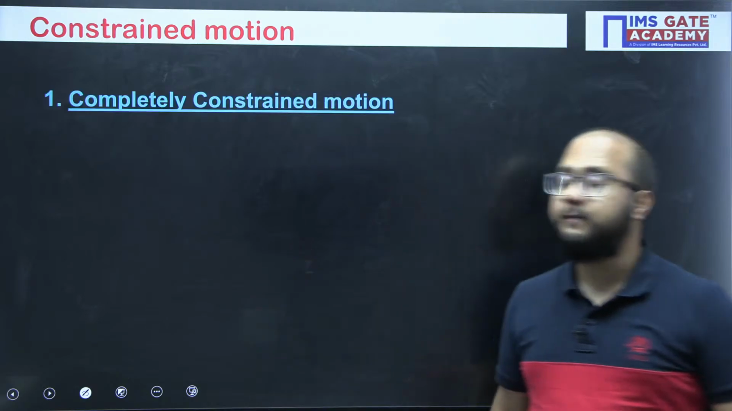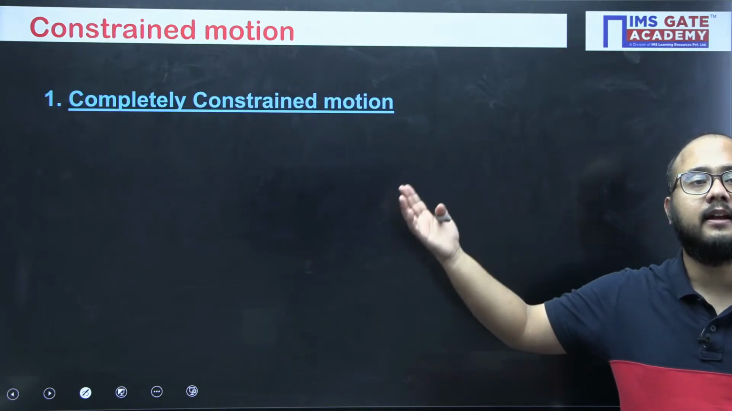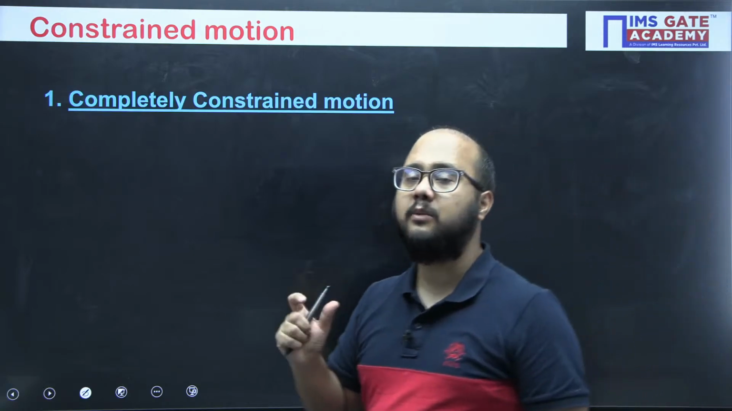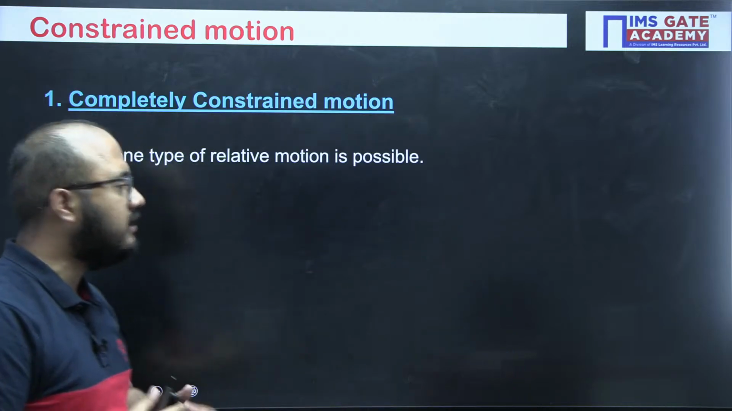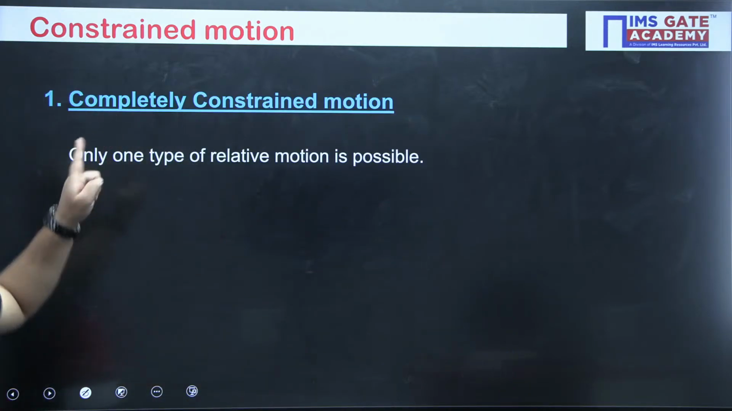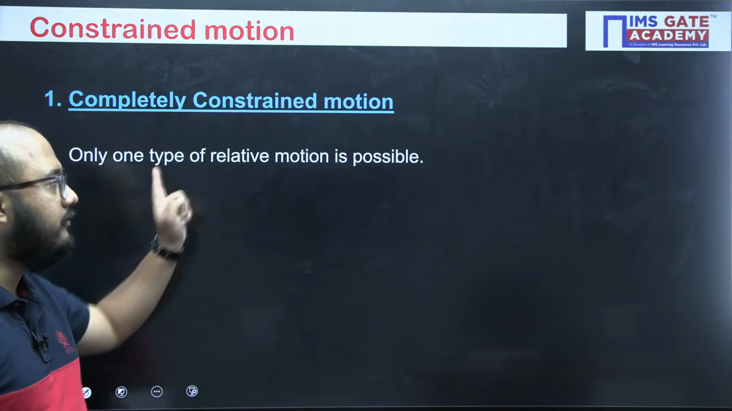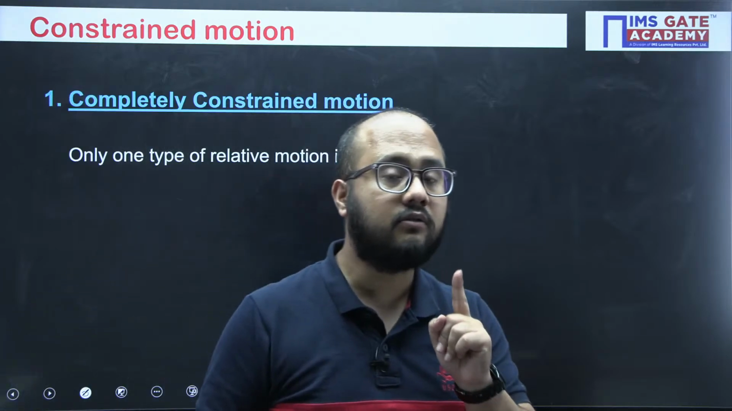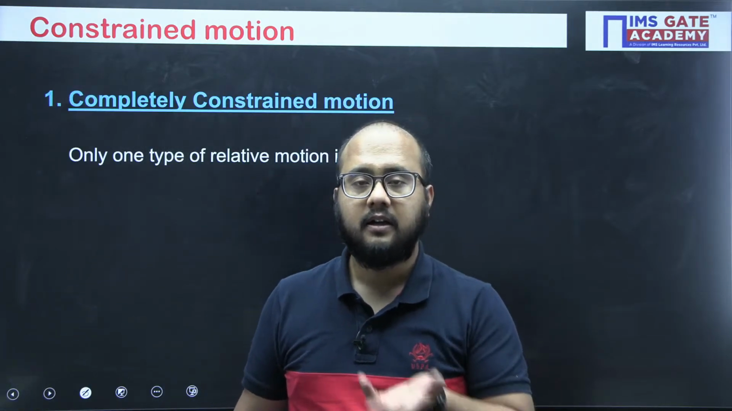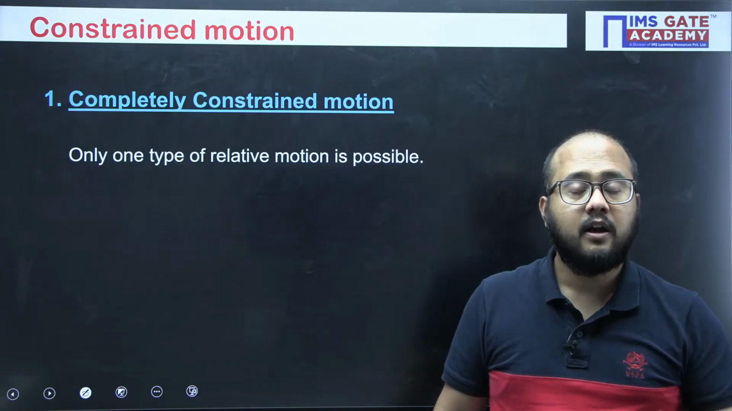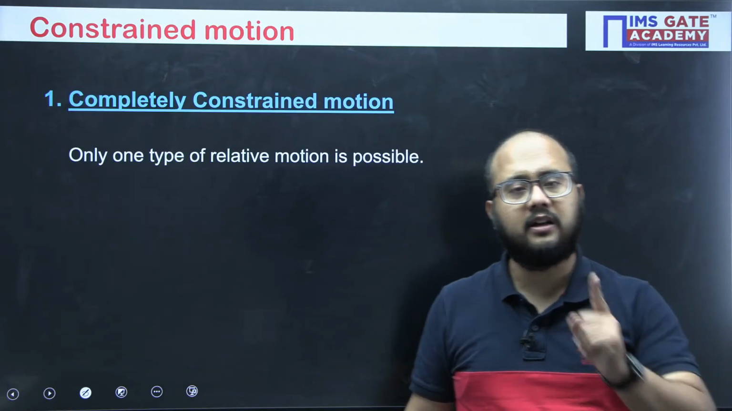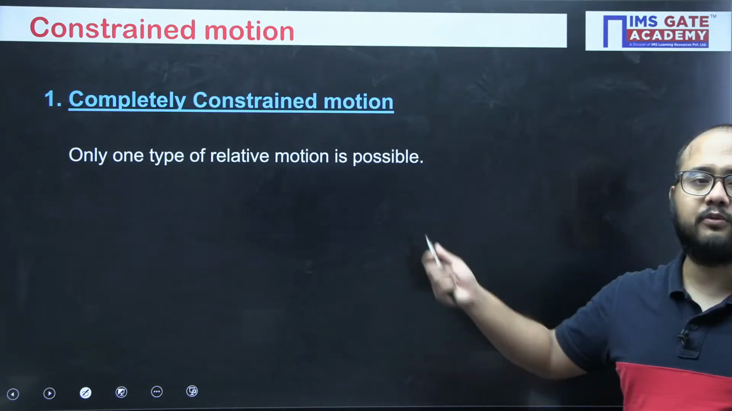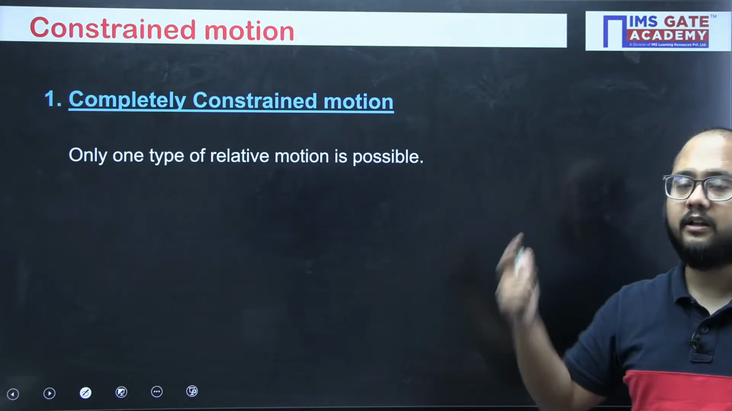Now, types of constrained motion we have. First, completely constrained motion. Now, what do you mean by completely constrained motion? When only one type of relative motion is possible. Only one. So that means completely constrained. Completely it is constrained. Only one type of relative motion happens. Now I will give you an example here also.